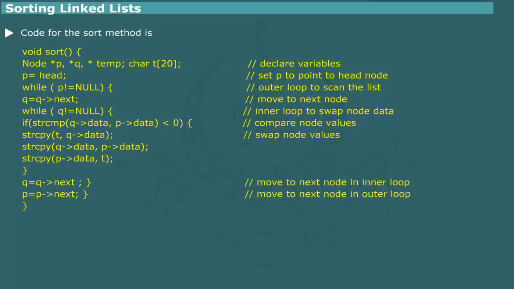Briefly, it performs these steps. Two node pointers, P and Q, are used to identify a pair of nodes. A nested loop is used to perform comparison and swap the elements to bring the node values in ascending order. A temporary variable T is used to hold a data value to be swapped.